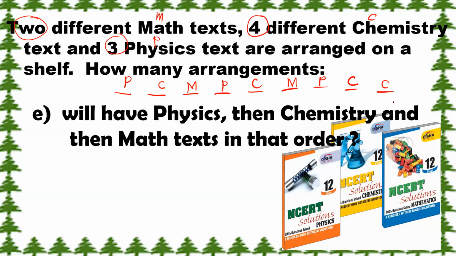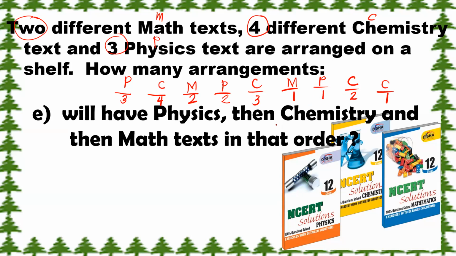Okay? So kung gagawin natin is bibilangin natin yung number of choices for each position. Ilang physics ba meron tayo? 3. Dito, 2 choice. Dito, 1. Sa chemistry, we have 4, 3, 2, 1. Sa math, we have 2, 1.